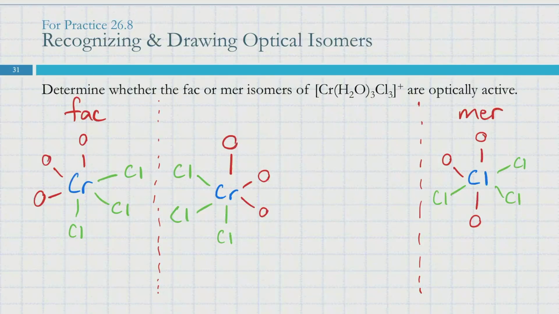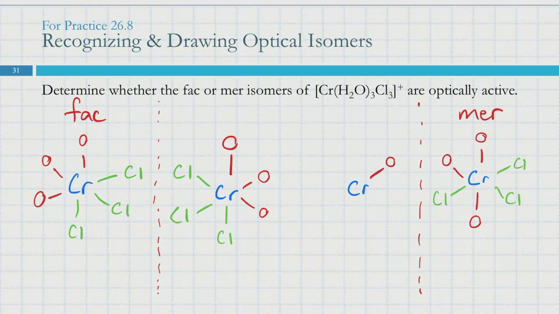And I drew the wrong metal. That should be Cr. So anything that's in the up or down position stays in the up or down position, but we're just flipping the things that are on the right, putting them on the left. The things that are on the left, we're putting them on the right.